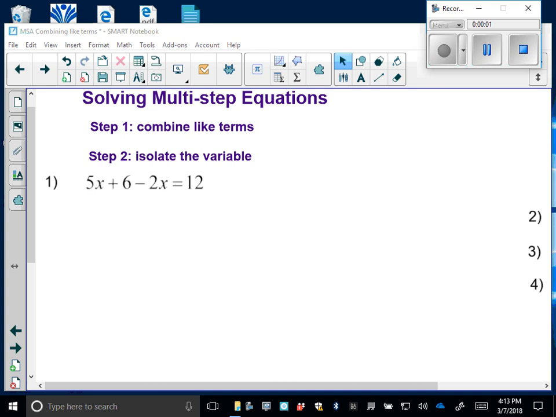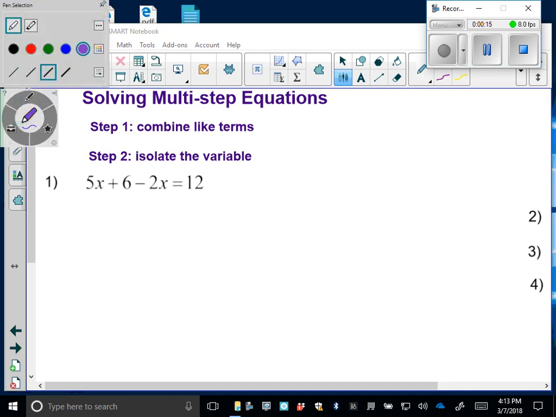This is a review on solving multi-step equations. By following the steps that you see here, combining like terms and isolating the variables, you can solve multi-step equations. So when I look at this first problem 1, I'm going to combine my like terms.